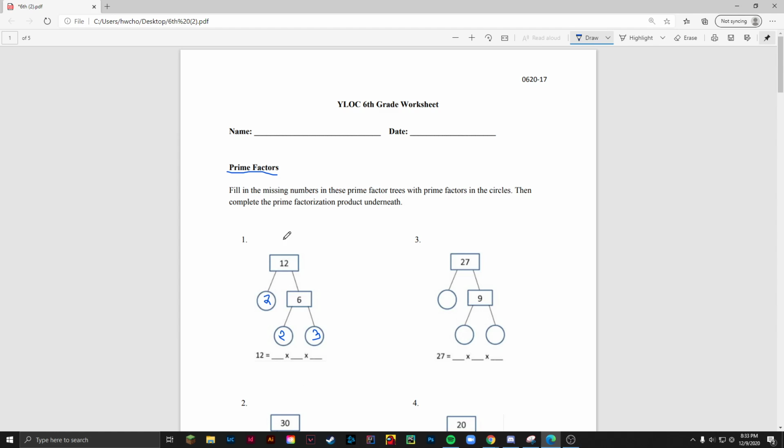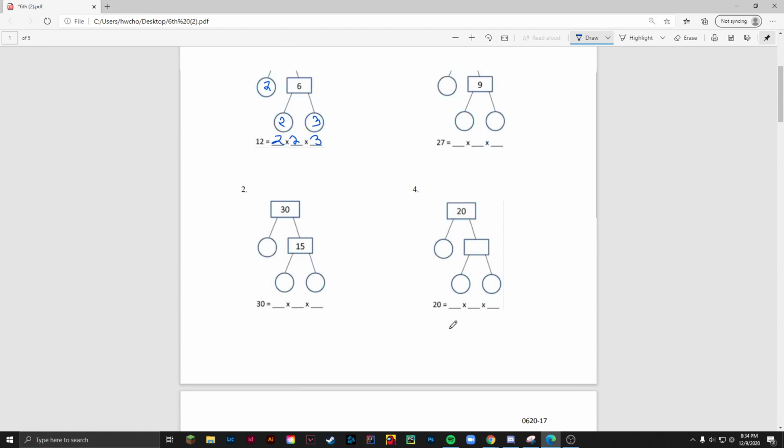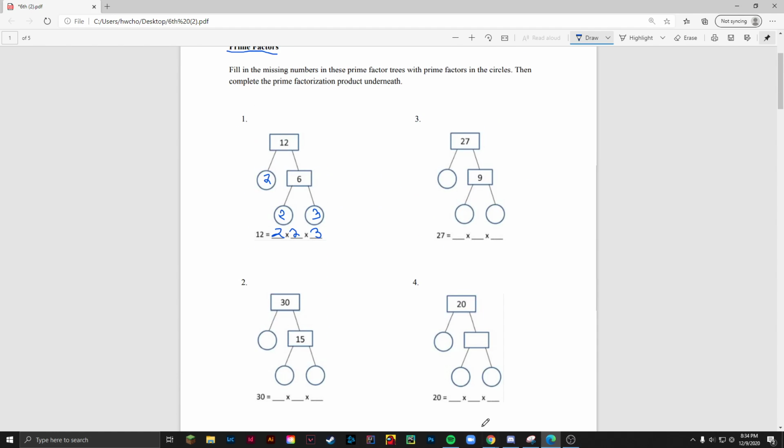So 27. Actually, let's complete this first. 12's prime factorization will be this number, this number, this number. So 2, 2, 3. Alright, so what do we do here for number 2? We're going to have 9 times what equals 27. 9 times 3 is going to equal 27. What times what equals 9? 3 times 3. So super simple right here. 27 is 3 times 3 times 3.